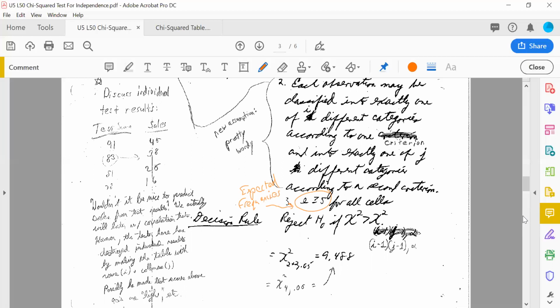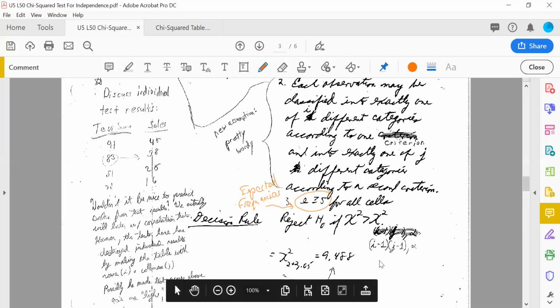And that's the E's. So the expected frequencies are all greater than or equal to 5 for all cells. So we're going to once again have to calculate the expected numbers. We're going to reject H0 if chi-squared is greater than... It's not just k minus 1 degrees of freedom this time. It's I minus 1 times j minus 1 at the alpha level.